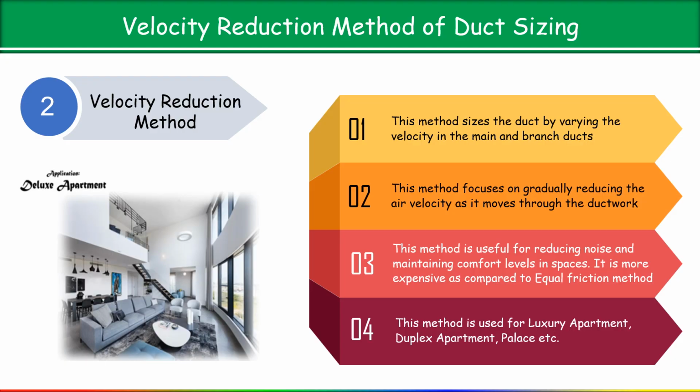Now the question is, how much velocity we have to maintain in the main duct and in the branch duct using the velocity reduction method. Remember, in this method we don't need to see the friction rate value. In the equal friction method, I told you that for every 100 feet of duct length we keep the friction constant at 0.08 to 0.1. But here we have to enter the velocity. Generally in this method the main duct carries high velocity while the branch duct has reduced velocity.